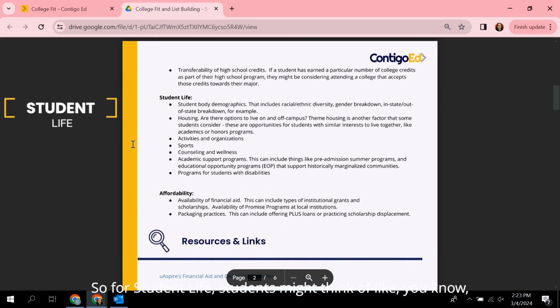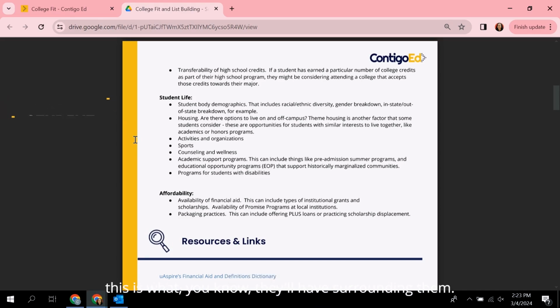The next one would be student life. So for student life, students might think of the diversity or the student body demographics of that school, maybe housing, activities, Greek life, organizations, sports, as well as counseling and academic support programs, or even programs for students with disabilities. All of this is important because outside of their academics, this is what they'll have surrounding them.